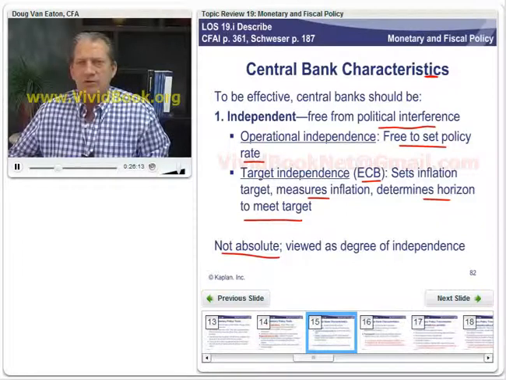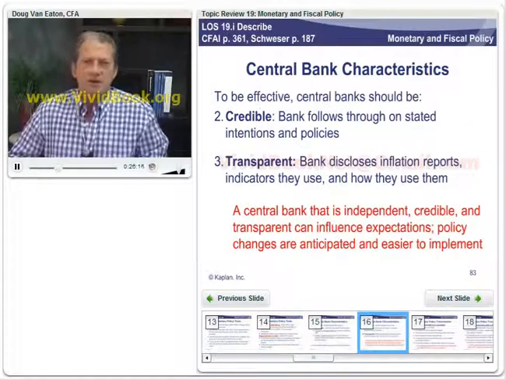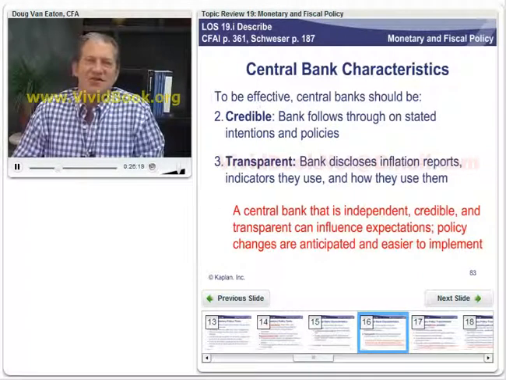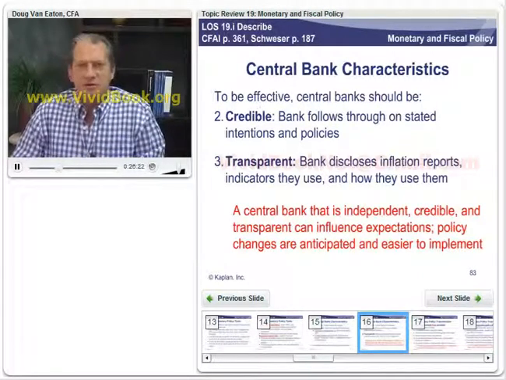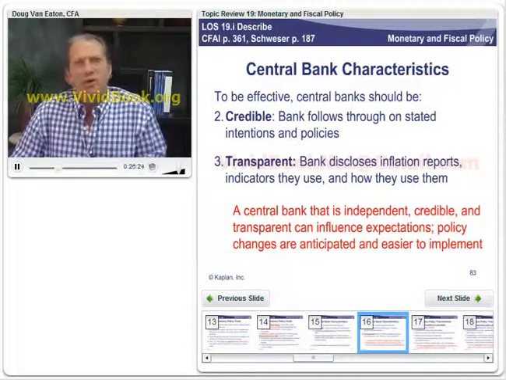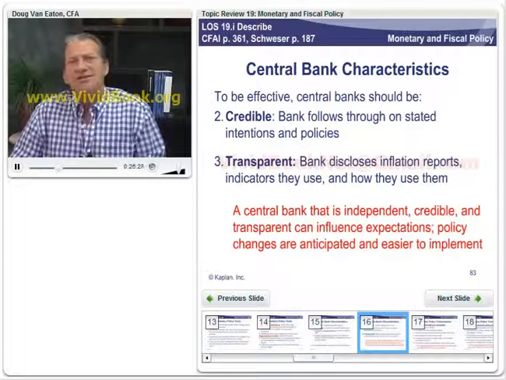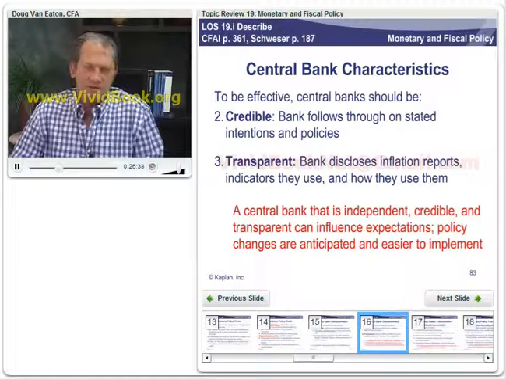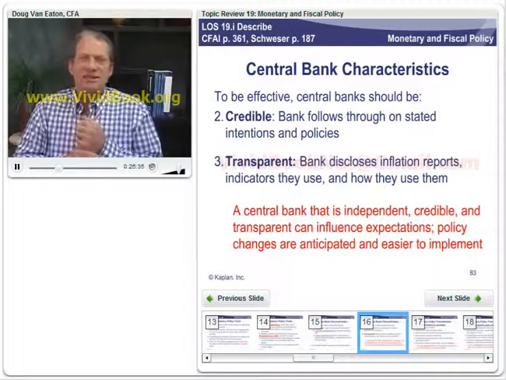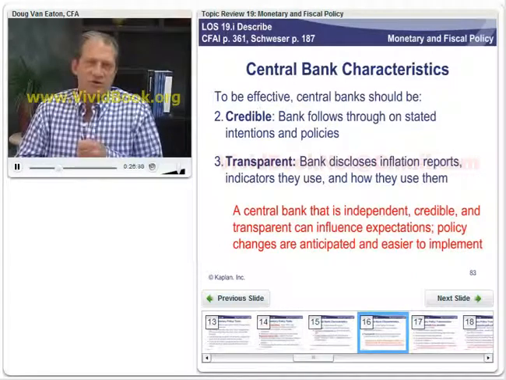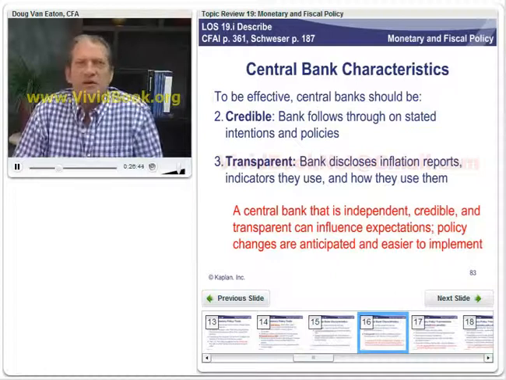And the other two, credibility. A bank that doesn't follow through on its stated intentions loses credibility, and they're going to lose effectiveness. And transparency is a third characteristic we look for. The bank discloses the inflation reports, the indicators used, and how they use them. So if the banks do what they say they're going to do, if they say they're going to hold inflation to 2% and then follow through on it, these are going to be the most effective central banks.